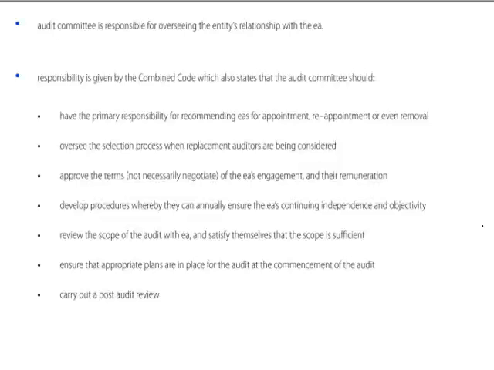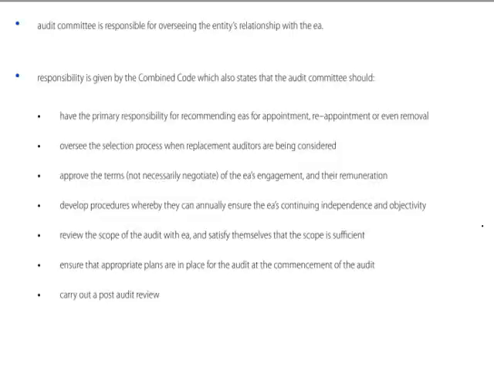Ensure that appropriate plans are in place for the audit at the commencement of the audit. This is a role of the Audit Committee. Tell me what you think you understand by that point. They should carry out or ensure that appropriate plans are in place for the audit, actually before the start of the audit.